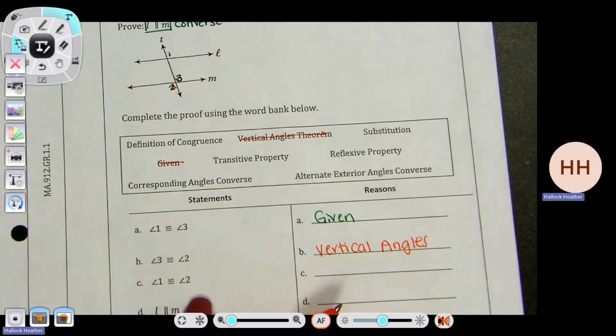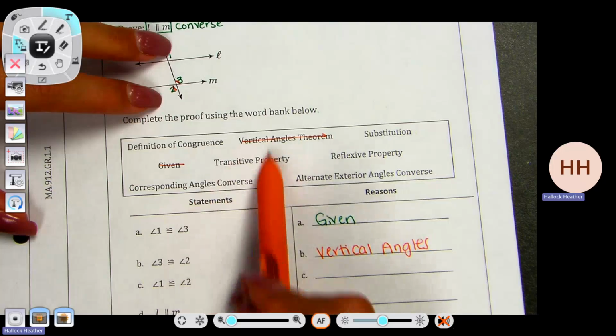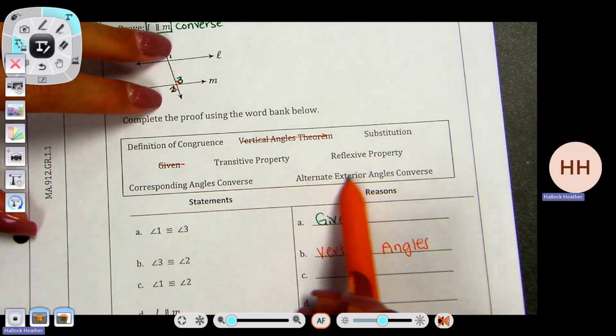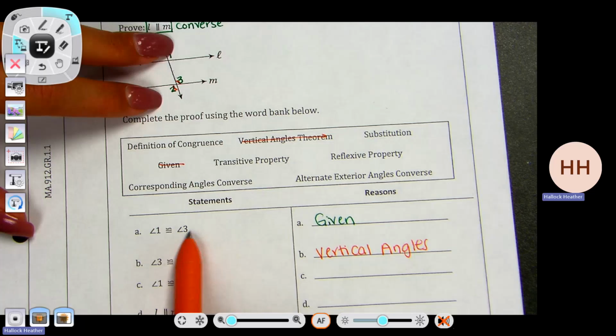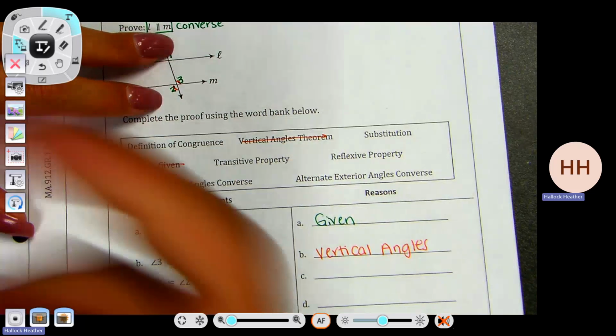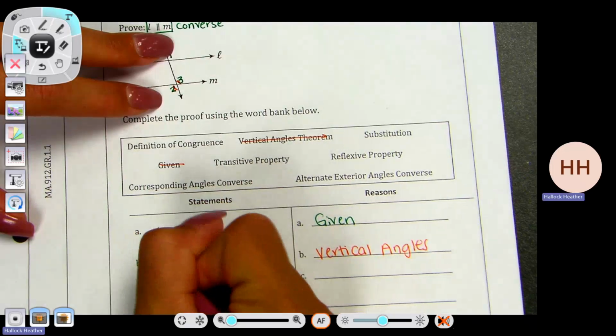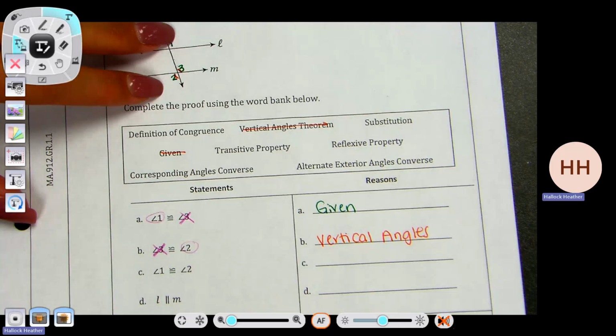The next one says angle 1 is congruent to angle 2. If you know your vocabulary, technically these are alternate exterior angles, but that's not an option. Alternate interior or exterior angles converse is used to prove lines parallel. So what they want for this step is transitive property. The reason why is because they say angle 1 is congruent to 3, 3 is congruent to 2. So they're removing this middleman and they're sticking the back and the front congruent to each other. That is transitive property. It's removing the middleman.